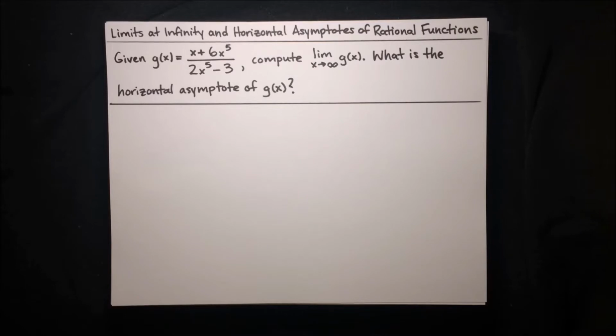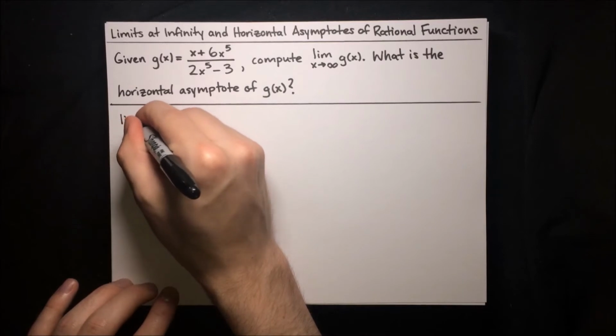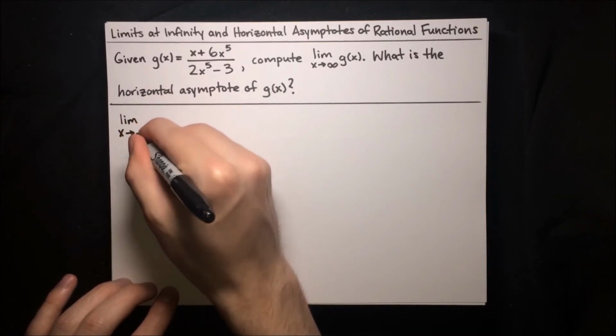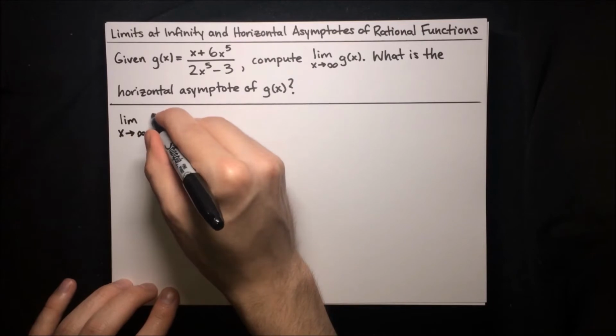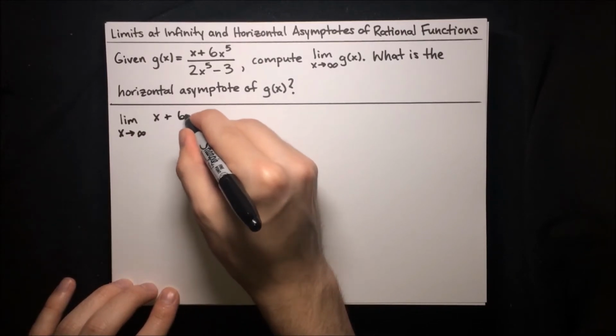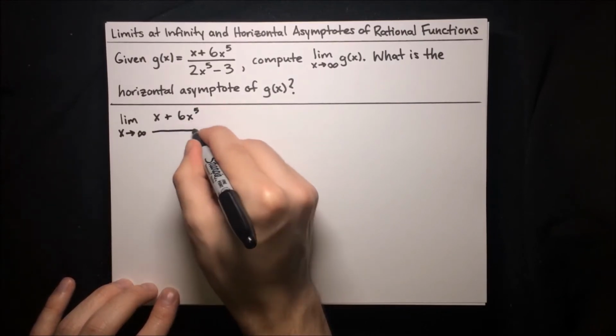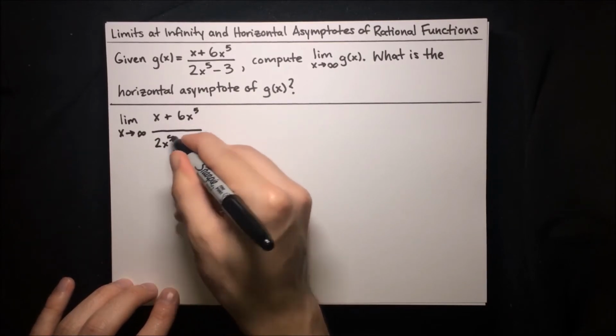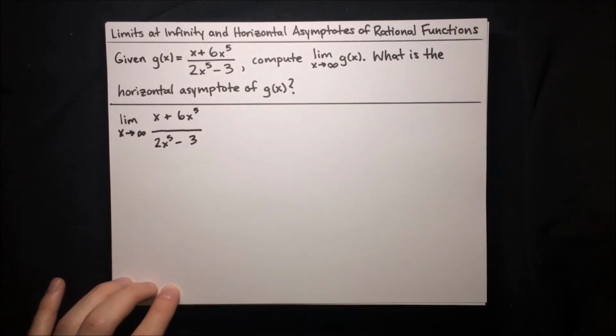Also, we want to answer the question, what is the horizontal asymptote of g of x? But before we get into that, let's just focus on the limit. Let's just go ahead and write out the limit in full form, substituting in that expression for g of x. So we want to find the limit as x approaches infinity of x plus 6x to the fifth over 2x to the fifth minus 3. Now in this limit, as x approaches infinity, both the numerator and the denominator grow without bound. They're both approaching infinity. So it's not really clear what the limit is coming out to at this point.